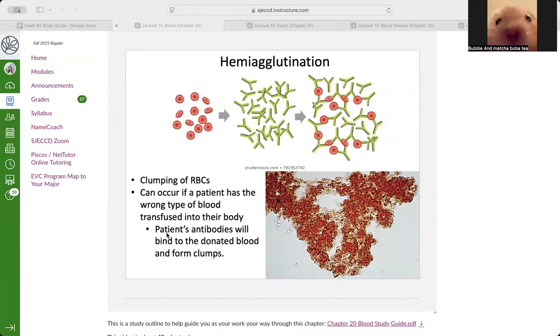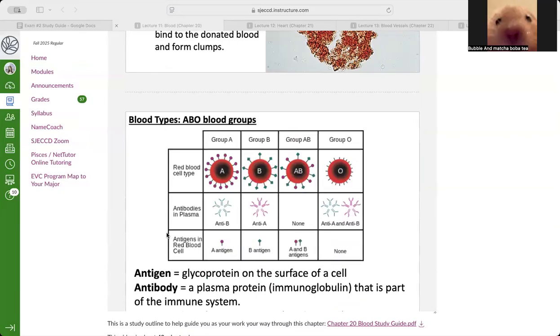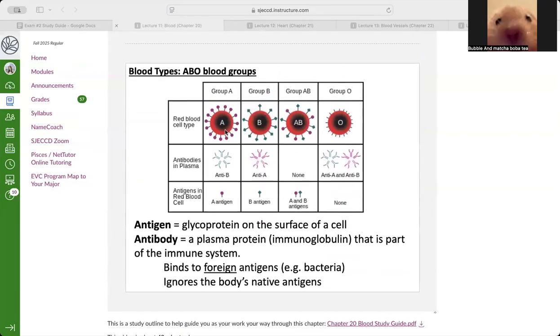You have antigens that are receptor proteins or glycoproteins on the surface of your cells. Antibodies are plasma proteins. They target anything that doesn't belong in your body. So if you transfuse, let's say someone's type A positive, and you give them B positive, what's going to happen? It's going to hemocoagulate. It's going to start attacking and then form this huge clot. So antigen is the glycoprotein, antibody is the opposite.